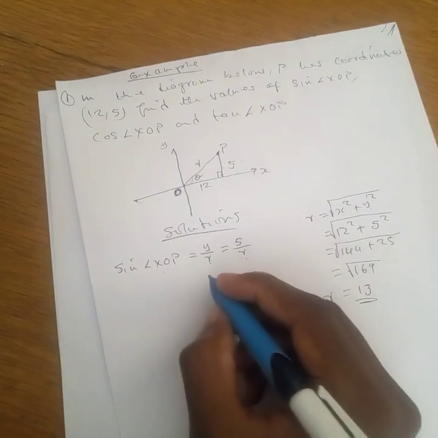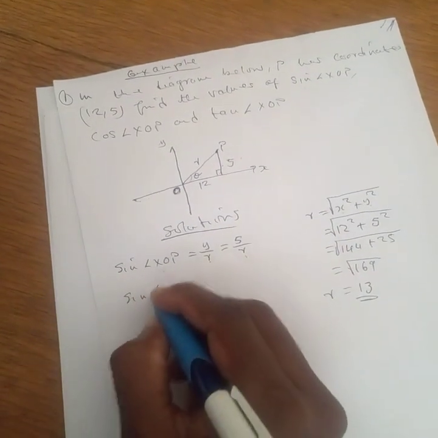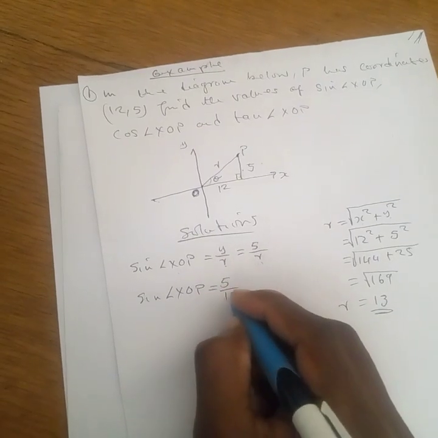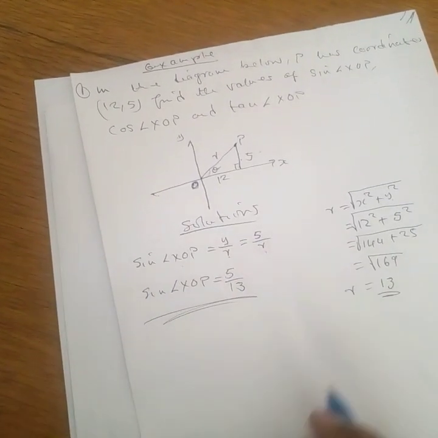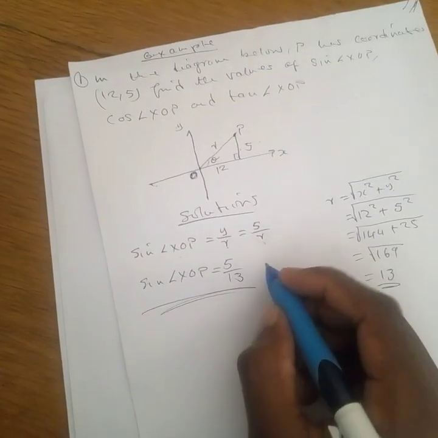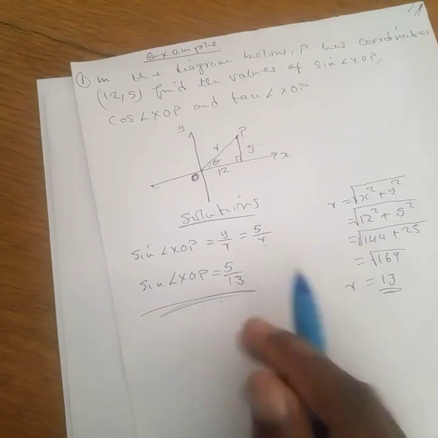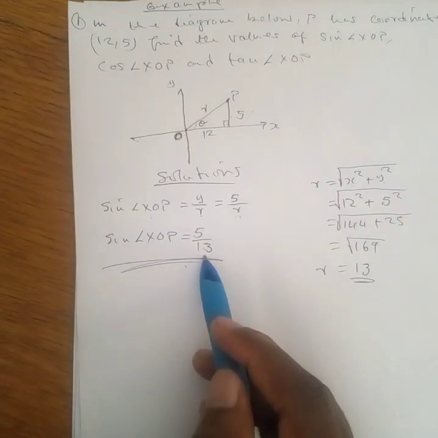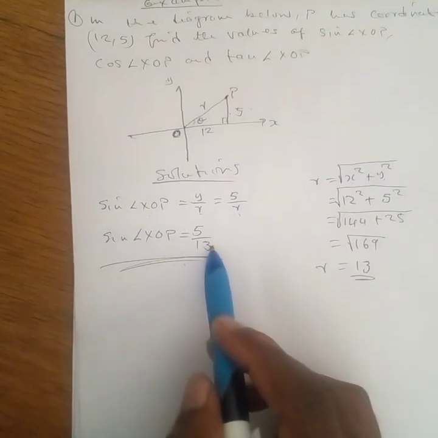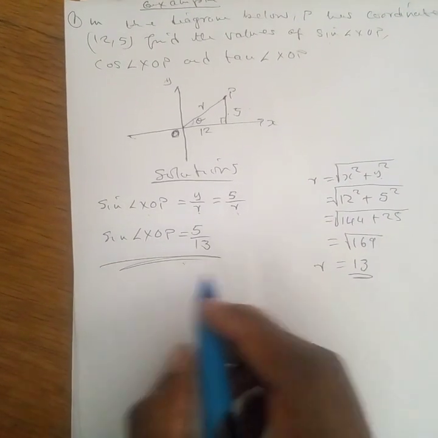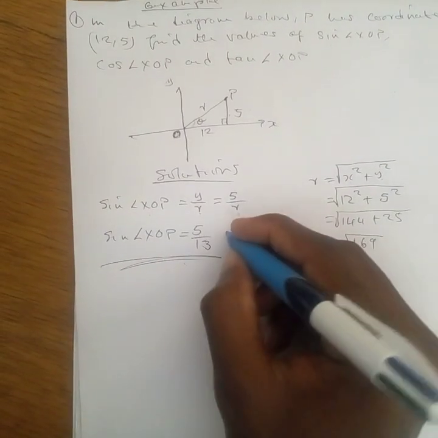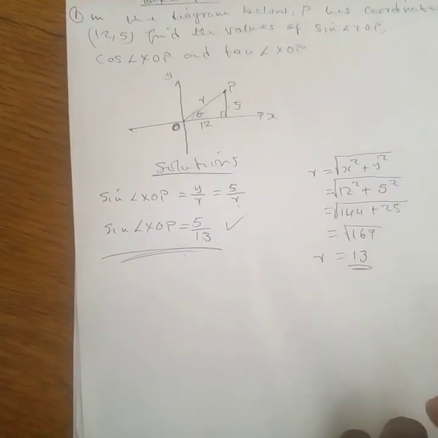So all you need to do now is to say sine of angle x or p is equal to 5 over 13. This will be your answer in paper 1. You don't have to actually find the degree angle, you just have to end here, because in order to find the degree angle, you need sine inverse and a calculator. So in this case, we just end it here as your final answer, and you get it correct.